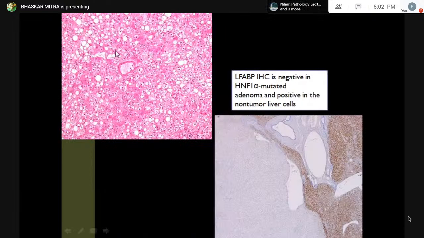This is again an HNF1 alpha mutated one showing marked steatotic changes with minimal inflammatory activity. If we stain with LFABP immunohistochemistry, the normal liver shows strong diffuse staining of LFABP, but in the hepatic adenoma part it is negative.